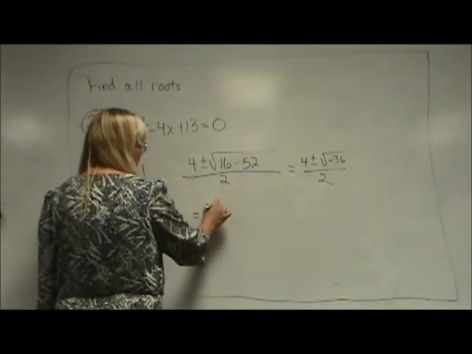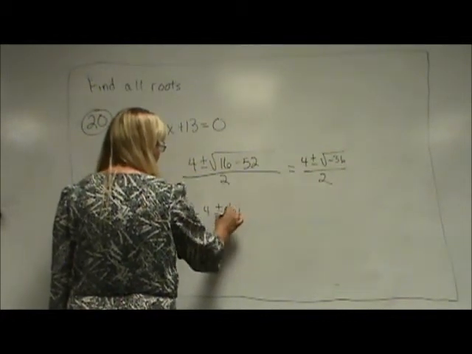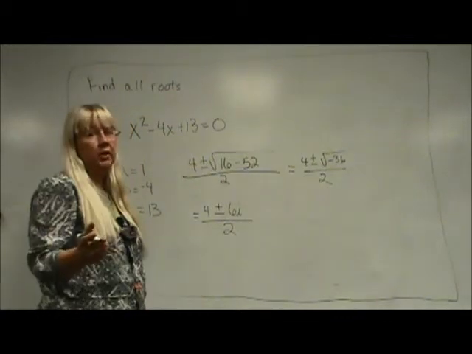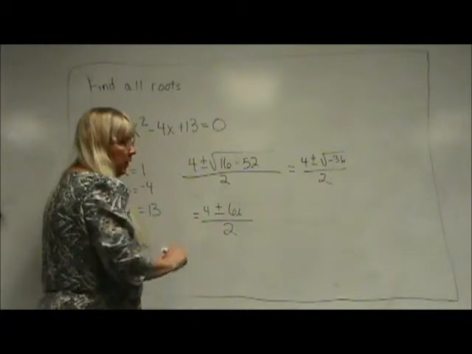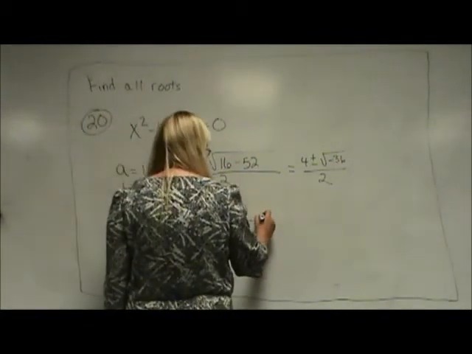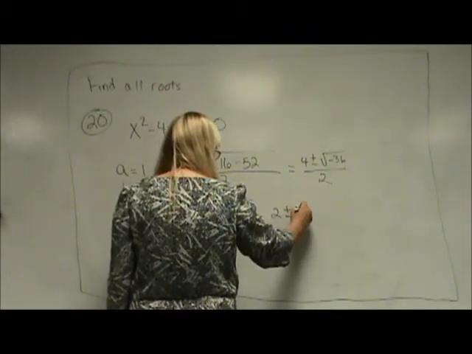Equals 4 plus or minus 6i over 2. And if you watch the other sections, you should know what I'm doing. And if you don't know how I got from there to there, back up and watch the section before this. 2, we're reducing now, plus or minus 3i.